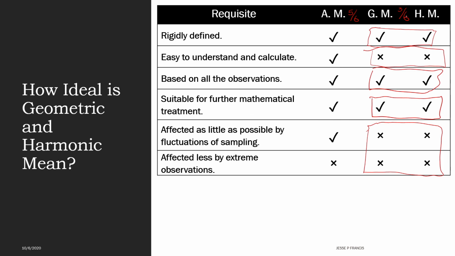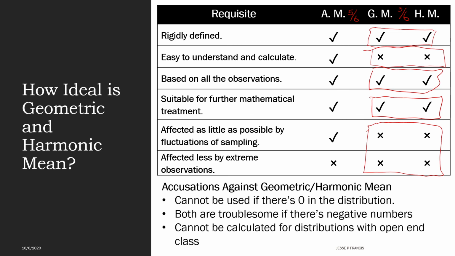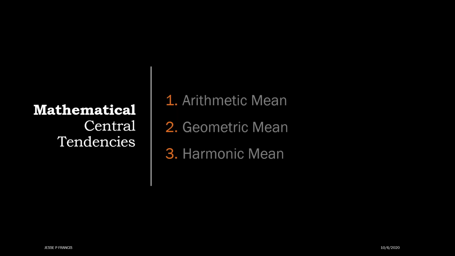Arithmetic mean is the closest to the ideal central tendency we can have. And in fact, in future videos, you will notice that arithmetic mean is the most useful central tendency for further mathematical treatment. We also made some observations about geometric and harmonic mean. When there is a zero, both of them give trouble. When there is a negative number, both of them give trouble. And they cannot be calculated for distributions with an open-end class, like arithmetic mean.